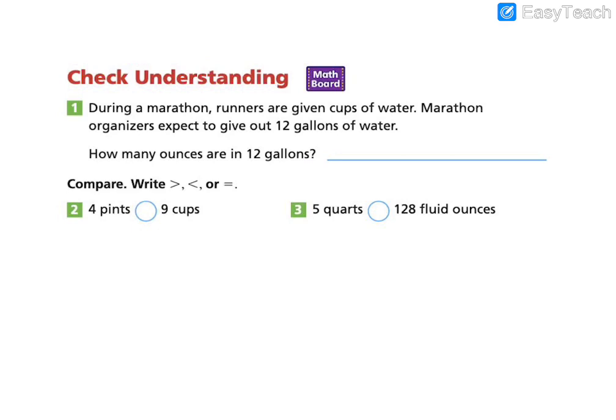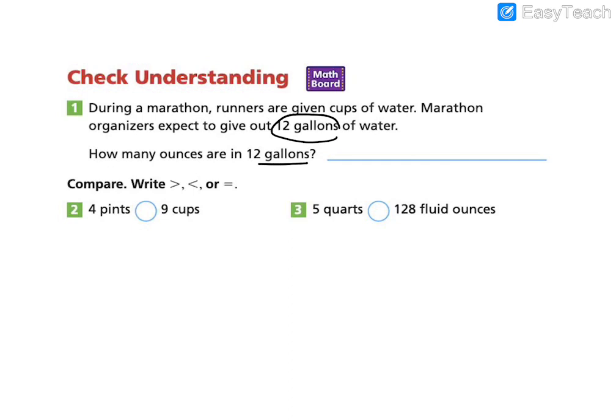All right, go ahead and complete the check understanding. If you would like to go through the first problem together, we're going to go ahead and do that. If you're feeling confident, go ahead and pause the video and check your work after. All right, let's look at number 1. During a marathon, runners are given cups of water. Marathon organizers expect to give out 12 gallons of water. How many ounces are in 12 gallons?